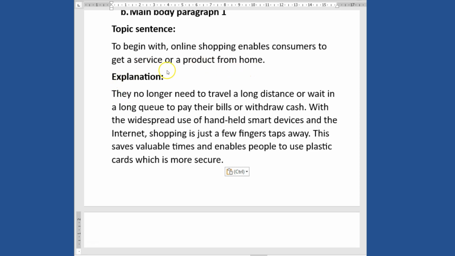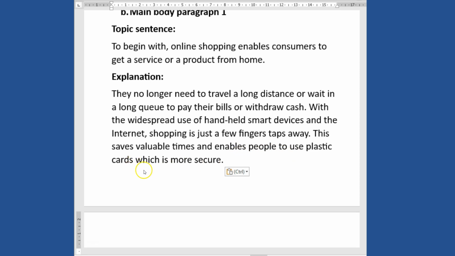So after giving the topic sentence, or bringing out what the whole paragraph will be about, then you explain it further in the next sentence. So this is what I'm going to do now. So to begin with, online shopping enables consumers to get a service or product from home. Explanation: They no longer need to travel a long distance or wait in a long queue to pay their bills or withdraw cash. With the widespread use of handheld smart devices and the internet, shopping is just a few finger taps away. This saves valuable time and enables people to use plastic cards, which is more secure.